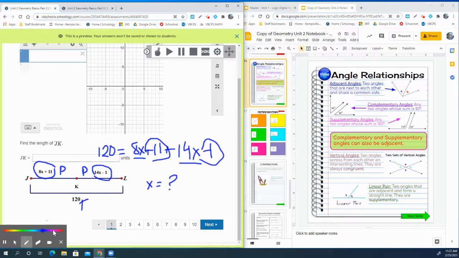Once you get that, there's a second part, because I'm not asking for x, I'm asking for JK. So JK is this piece over here. Whatever you get for x, you've got to substitute it in. And you've got to do 8 times whatever x is plus 11. And that's going to be your final answer that you put in here for JK. Does that make sense? Help some folks out a little bit, hopefully.